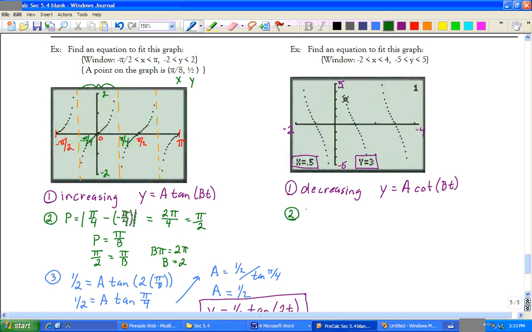Step number 2, our period. Let's look and see where our asymptotes are. We have an asymptote at 0, and we have an asymptote at 2. So we know P is equal to the absolute value of 2 minus 0, which is equal to 2. Use that information to solve for b. So we have 2 is equal to pi over b, and if we solve that for b, b is equal to pi over 2.